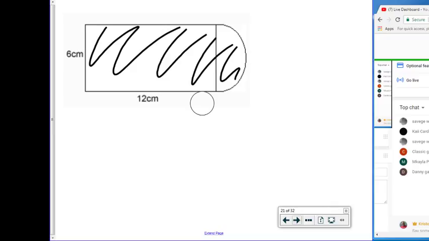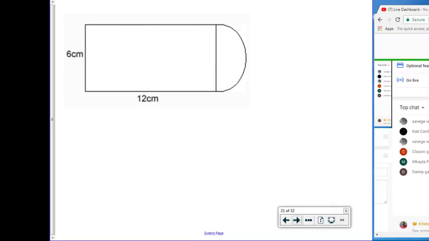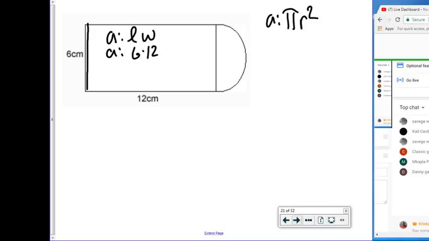What you would need to do, first, recognize what two shapes am I looking at? I'm looking at a rectangle, so the formula for area of a rectangle is length times width. And I'm looking at a circle, so that would be pi r squared. So let's just do the easy one first. Let's look at the rectangle. The area of this rectangle is 6 times 12. And that would be 72.